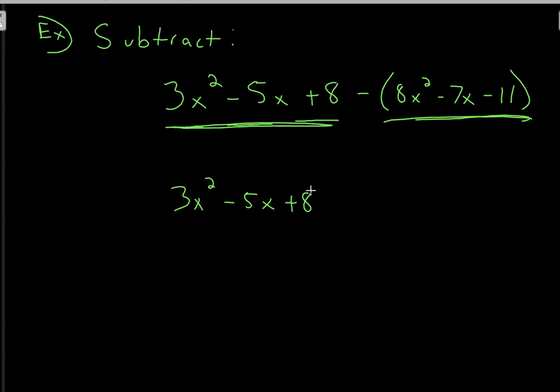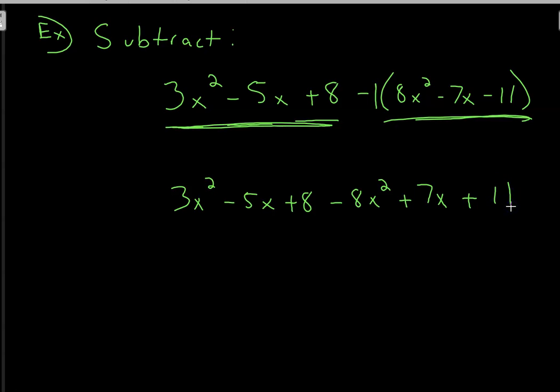But that subtraction here means there's a negative 1 multiplied to all of those, and all of their signs have to change. So the positive 8x squared becomes a negative 8x squared. And then the negative 7x, because of that negative 1 times it, is going to become a positive 7x. And the negative 11 becomes a plus 11.